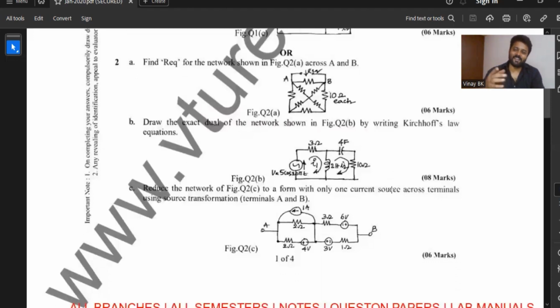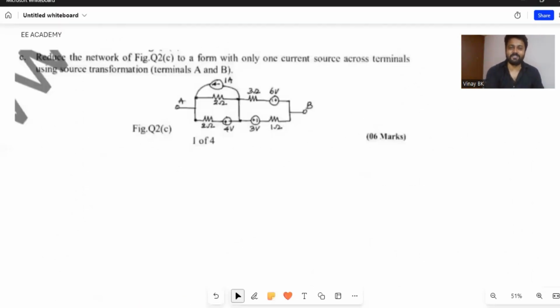2C. Reduce the network, that is a given network, you can see here, to a form with only one current source terminals using source transformation. The given A and B terminal, you should reduce this network with the help of source transformation to get a single current source. So single current source is nothing but always it is a practical current source. So without wasting time, let's go to the problem.